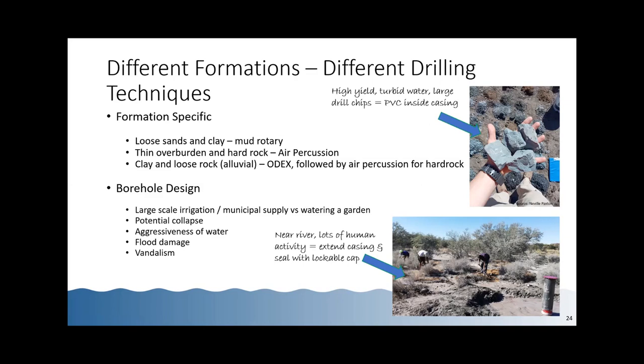If my water is aggressive, it's got a low pH, often in the Western Cape, it's below 7, it can be 4. Then you've got to question, how long is your steel casing going to last? Should I go for better quality steel, or should I go for PVC from the start, which will definitely last longer in the acidic water?